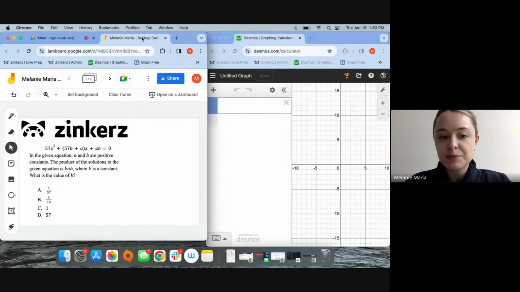This question says, in the given equation, A and B are positive constants. The product of the solutions to the given equation is KAB, where K is a constant. What is the value of K? And then we're given this equation here, 57x squared plus (57b plus A) times x plus AB equals 0.